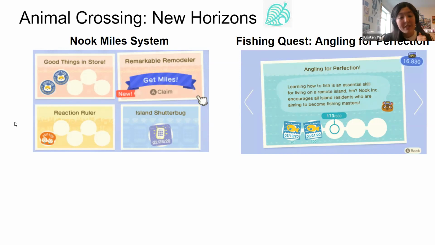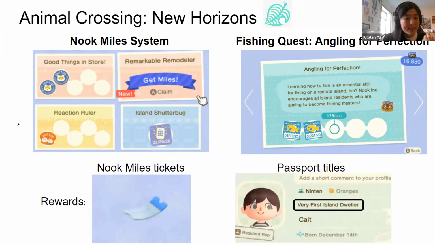As the player completes each of these objectives, they're given a set of rewards. The first of these rewards is Nook Miles tickets, and the second is passport titles, which allow for creativity and self-expression of the player.